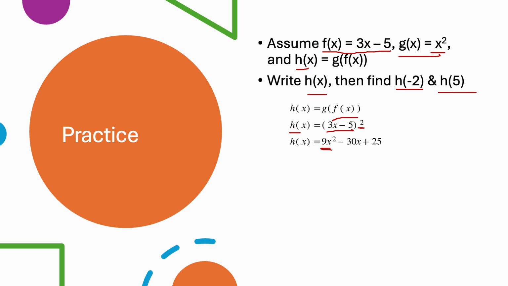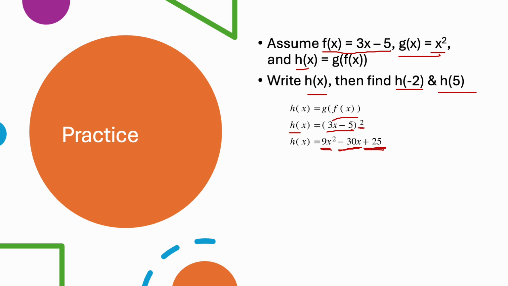Outer terms is going to be 3x times negative 5, which is negative 15x. Inner terms is going to be negative 5 times 3x, which is negative 15x. So we get negative 15x twice, or negative 30x. And then the last term is going to be negative 5 times negative 5, which is 25.